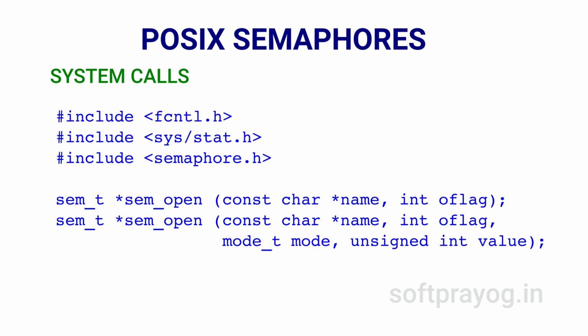If you use O_CREAT as a flag, you need to use the second form of sem_open, which has two additional parameters. The mode is the permissions for the semaphore, and the last parameter is the initial value of the semaphore. If you use O_CREAT as a flag and the semaphore exists, mode and value are ignored. And if you use O_CREAT and O_EXCL as flags and the semaphore already exists, sem_open returns with an error. When sem_open is successful, it returns a pointer to the semaphore, which can be used in subsequent calls.